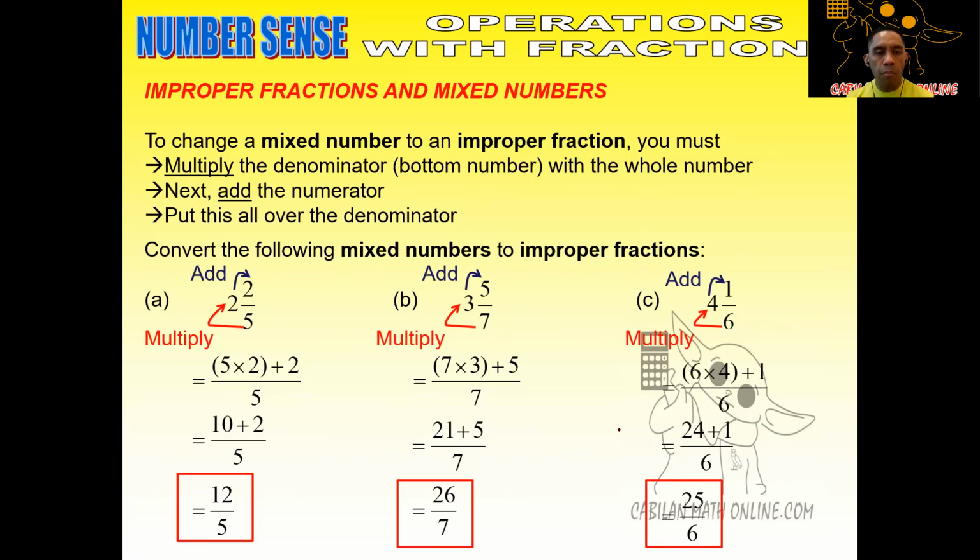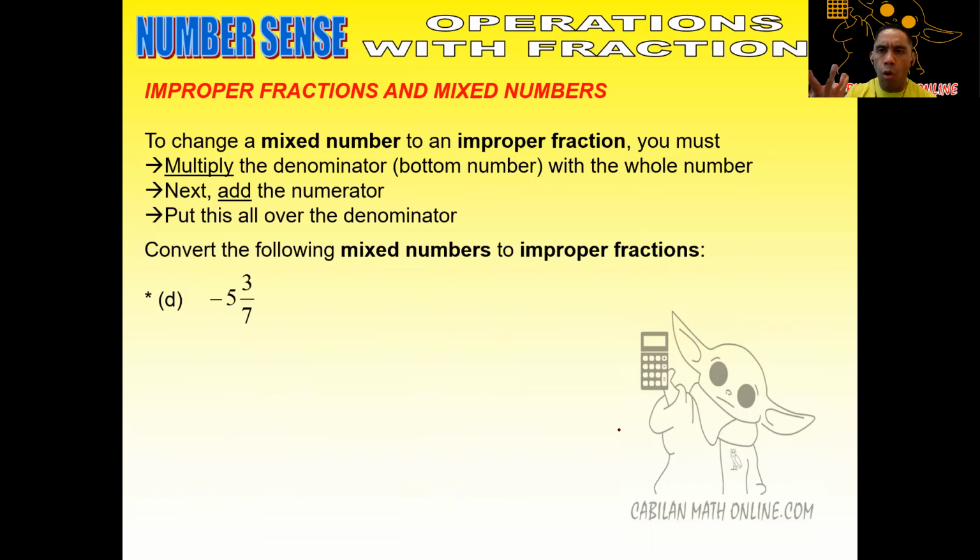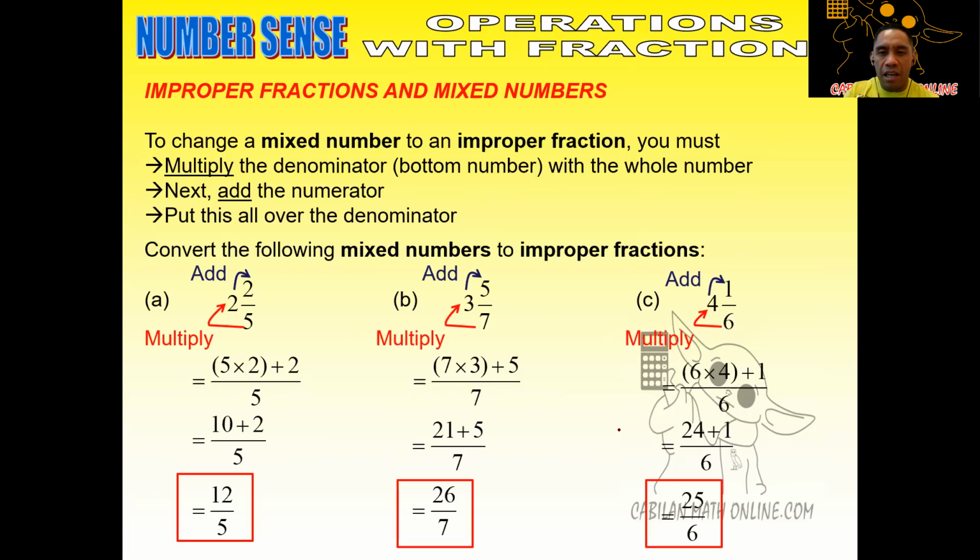Now, before I proceed to the last example, notice that all 3 of these examples, all of these mixed numbers, have to be positive. So for the last example here, how do we change a negative mixed number into an improper fraction? Well, we're actually going to do the same thing here with only one slight difference to it.